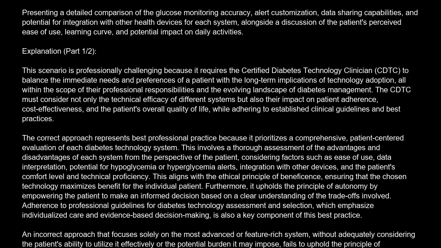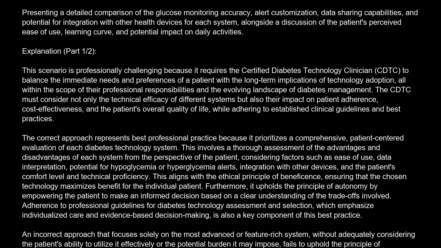the immediate needs and preferences of a patient with the long-term implications of technology adoption, all within the scope of their professional responsibilities and the evolving landscape of diabetes management. The CDTC must consider not only the technical efficacy of different systems, but also their impact on patient adherence, cost-effectiveness, and the patient's overall quality of life, while adhering to established clinical guidelines and best practices.